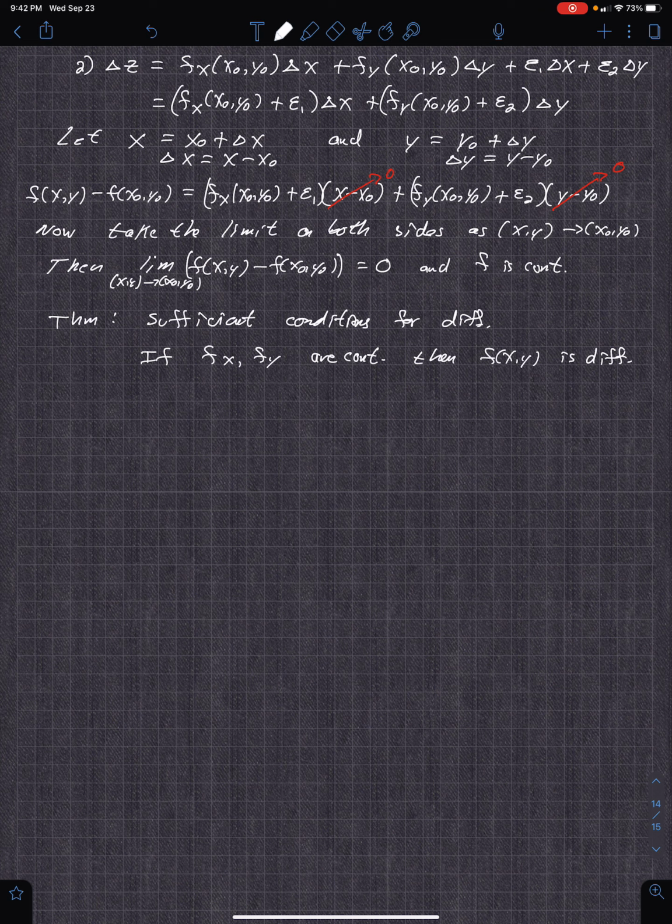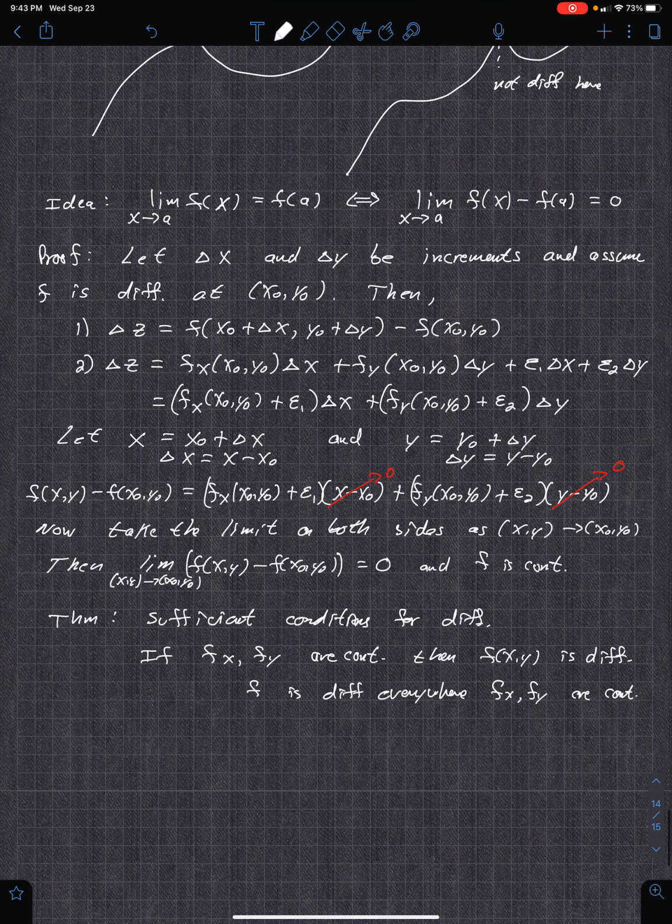Which kind of makes sense, right? I mean, that's what we're trying to do anyway. So that's really all you have to do: if you do the partials and they're continuous, then it's differentiable everywhere they're continuous. So basically, f is differentiable everywhere the partials fx, fy are continuous. Otherwise maybe not differentiable, like there could be a cusp or something like that.